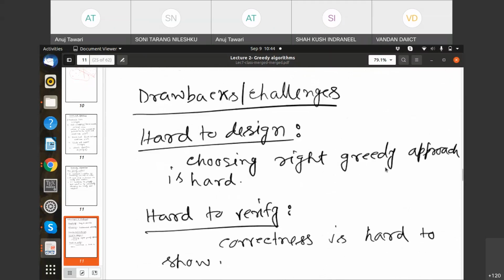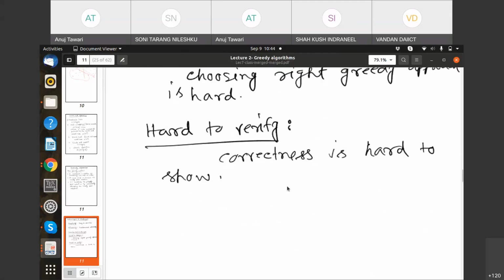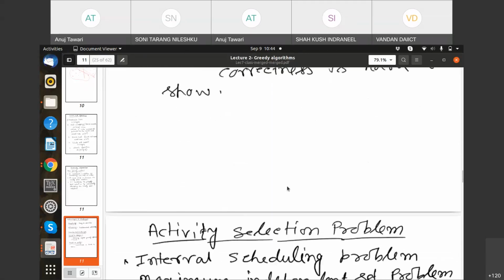What are the drawbacks? Choosing the right greedy approach is hard. As we will see, many approaches which look obvious to us have some pitfalls or falsities in them. So choosing the right greedy approach is difficult, and correctness is sometimes very difficult. It's hard to verify whether the algorithm is correct. Some things might look very intuitive, but proving that it is correct is the more difficult part in this greedy algorithm section.